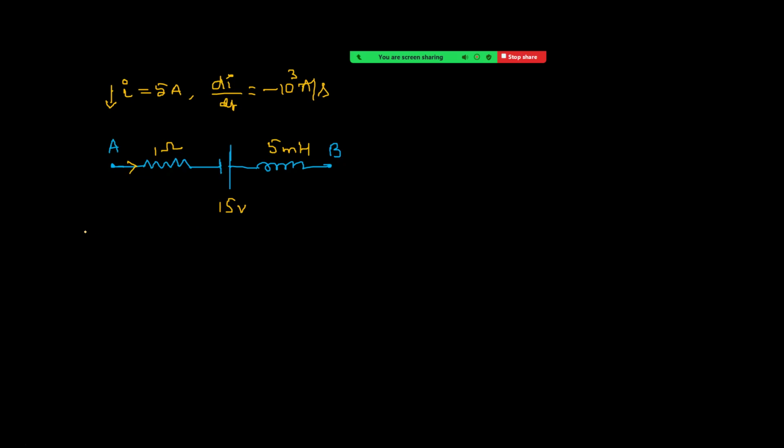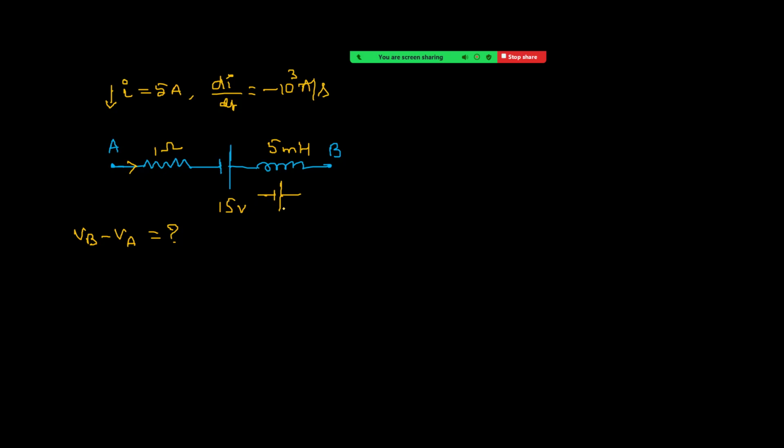And we have to calculate VB minus VA. And see what we have discussed earlier. First thing, we have to replace the inductor with an equivalent battery. The current flows to the right side, and the current is decreasing. Therefore, we have to replace this with a battery like this, because the current is decreasing, it tries to oppose the change. Therefore, it tries to increase the current.